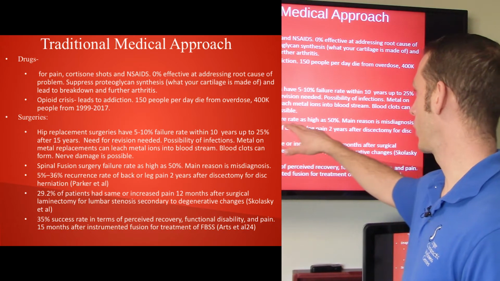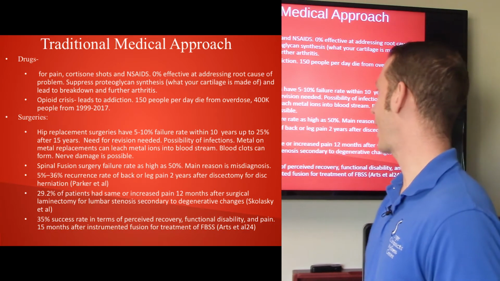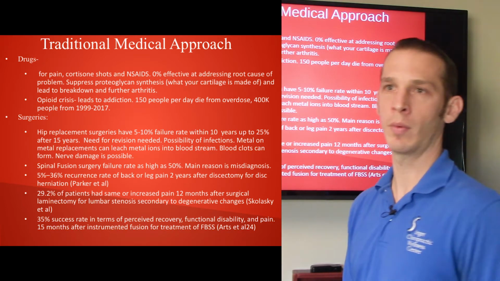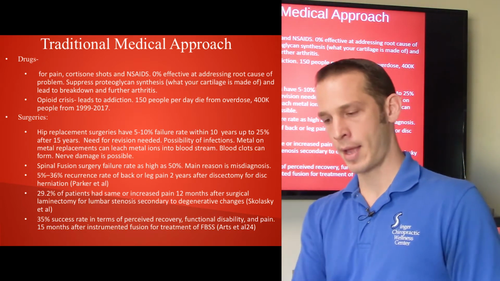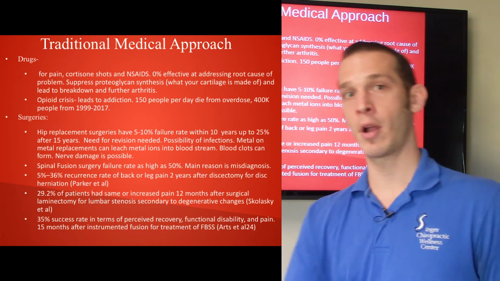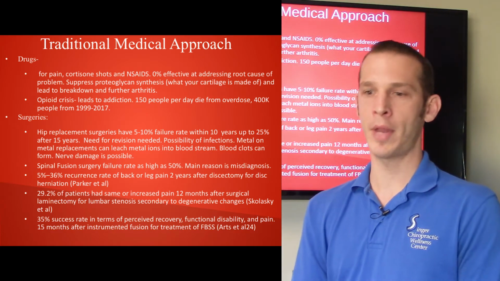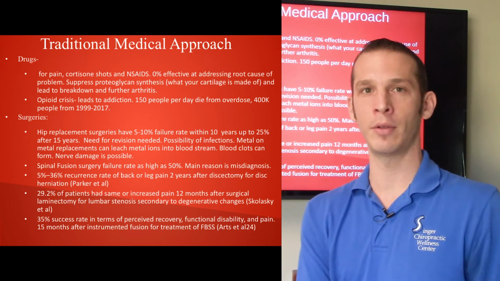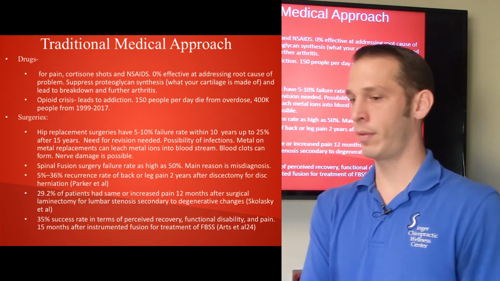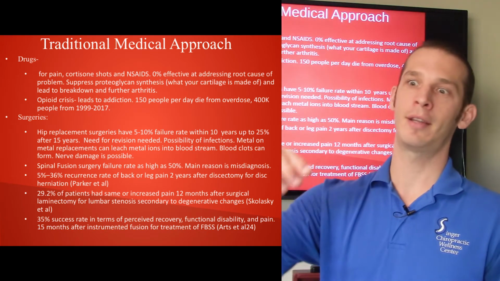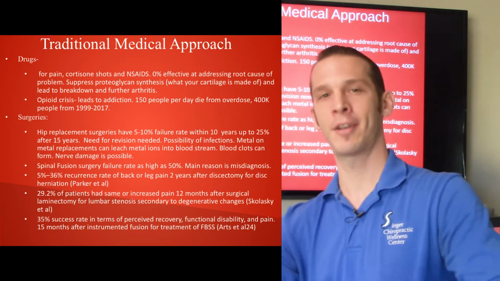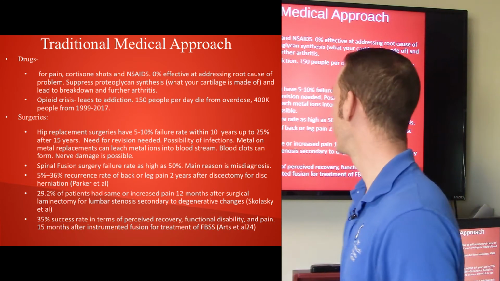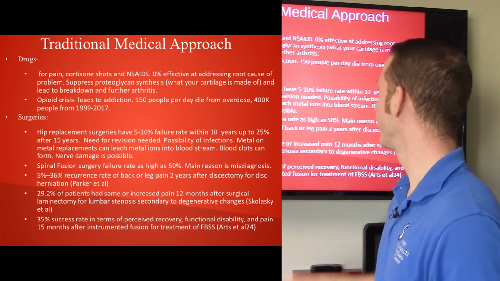Spinal fusion surgeries have a failure rate as high as 50%. The main reason is misdiagnosis. In other words, they go in and think that one of the vertebrae or a disc bulge is the problem, and they completely immobilize those joints. They never took into account the fact that it could be the hips that are misaligned, or something above or below it that's causing the problem. So that's a big problem.